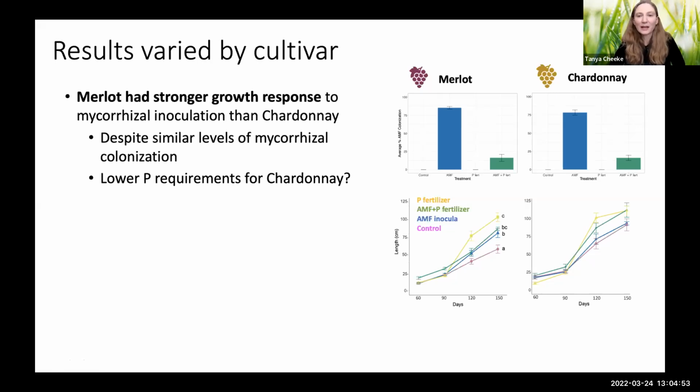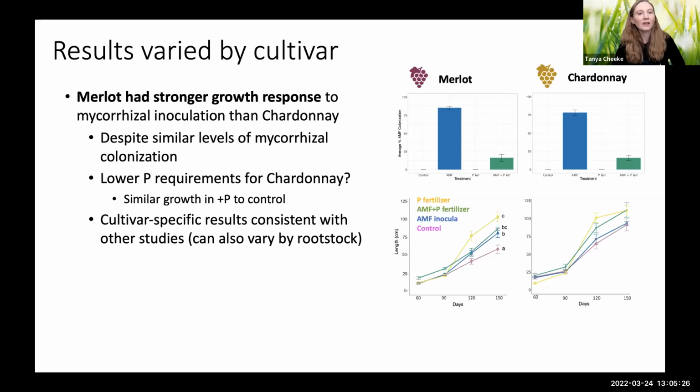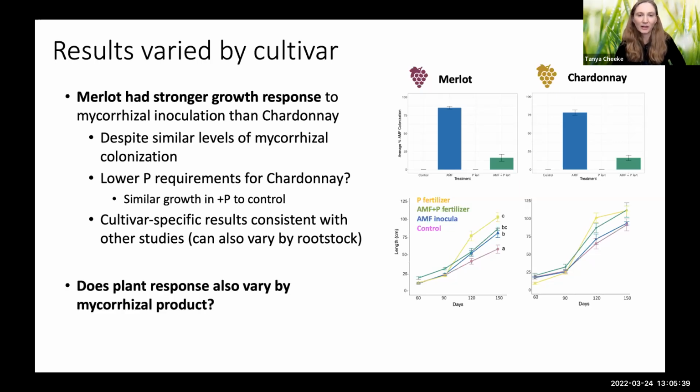In thinking about what this might mean, and this is just thinking about it, it could be that at least at this point in time, Chardonnay has lower phosphorus requirements because there's not that much of a difference between the phosphorus treatment and the control. So they seem to grow pretty well in all treatments. Whereas in Merlot, when you added the phosphorus, they grew a lot bigger, indicating that they're maybe not getting enough phosphorus in the control. So that's just one idea of why we might have seen those differences. These cultivar-specific results are consistent with other studies with other plant species, and results can also vary by rootstock. There are more and more studies coming out looking at how different rootstocks respond to mycorrhizal fungi.